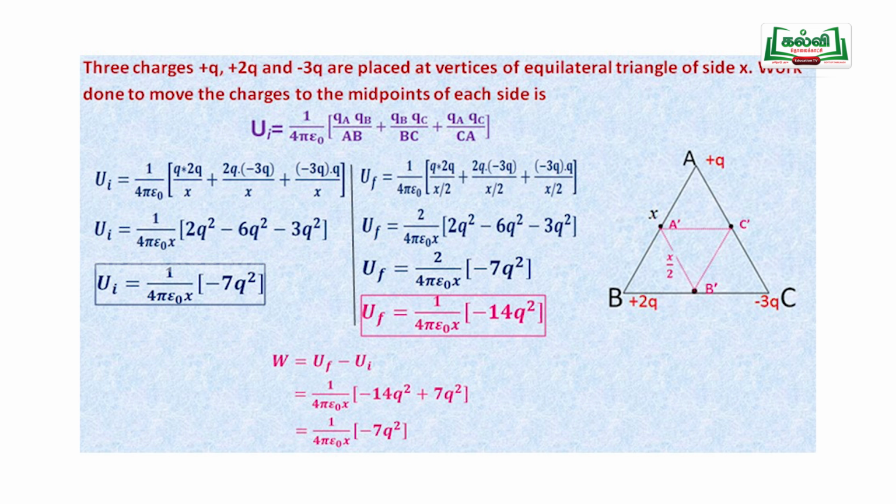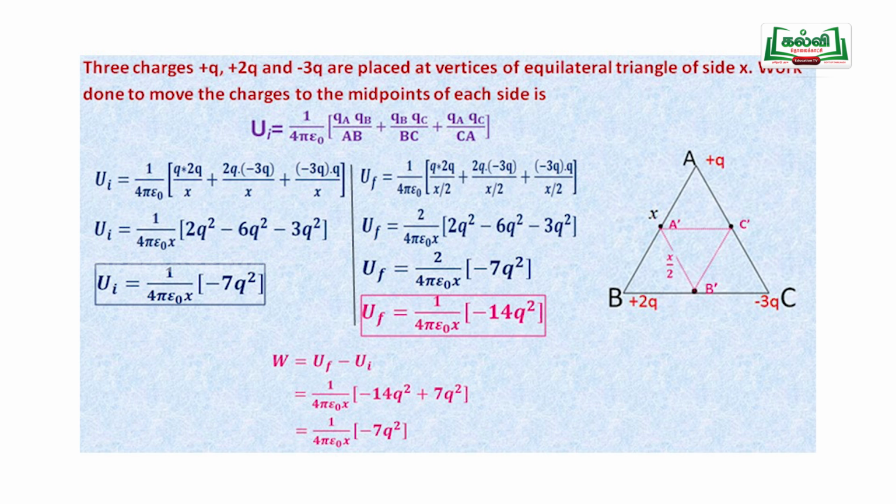Okay, next problem. See students, this is another interesting problem. You are given some charges plus Q, plus 2Q, minus 3Q assembled at the corners of a triangle. Now, these charges have to be moved to the midpoints of the sides. What is the work done? We know the golden formula.